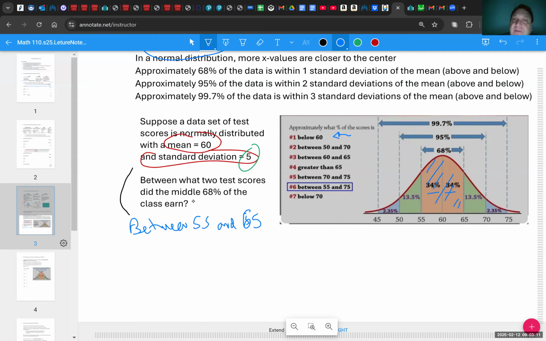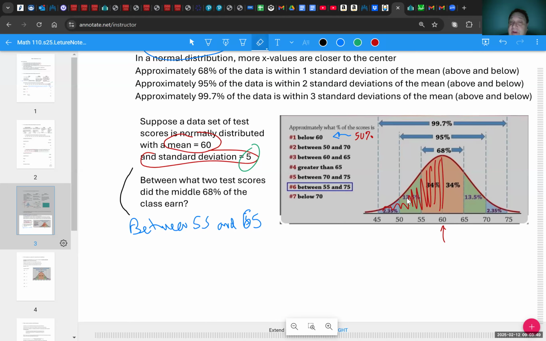All right, a few more here. Below 60. If we want to find below 60, we need to find out where 60 is. Well, 60 is right here in the middle. We're looking at what percentage of the data is below 60. Since 60 is right in the middle, half of the data is above and half is below. So what percentage of the scores are below 60? That would be 50%, because 60 is the dead-on middle value, meaning there's half above and half below.